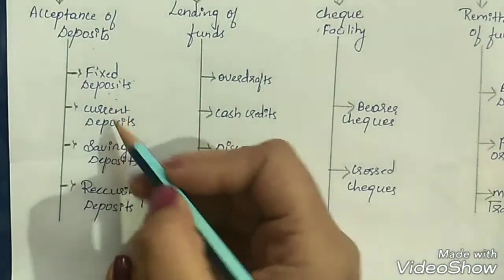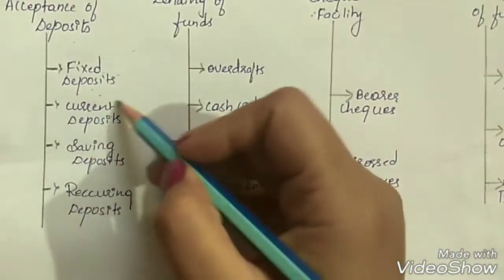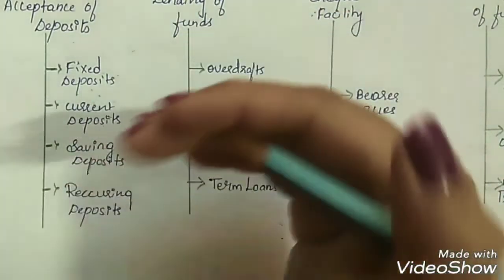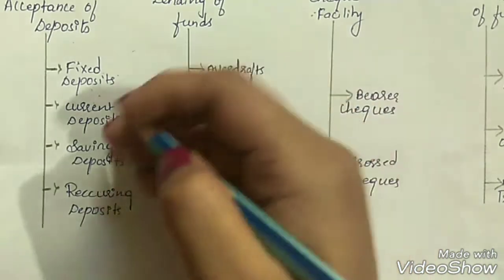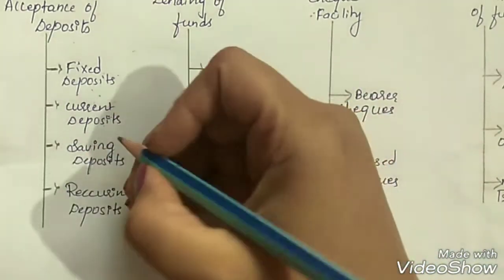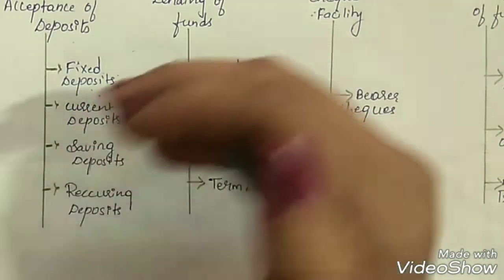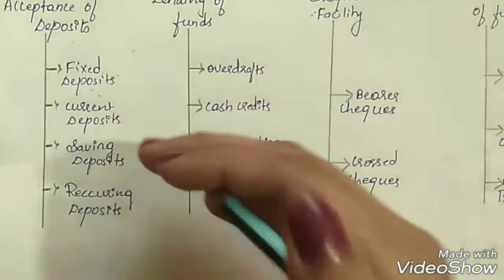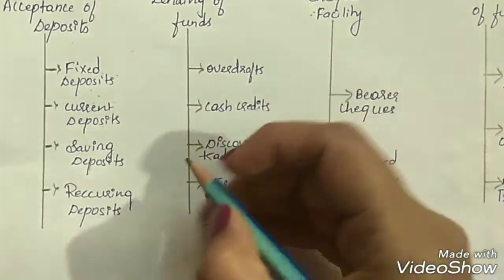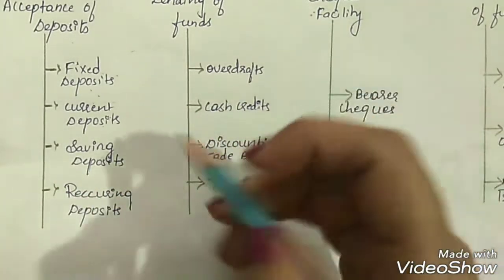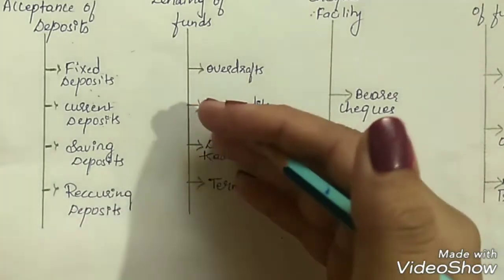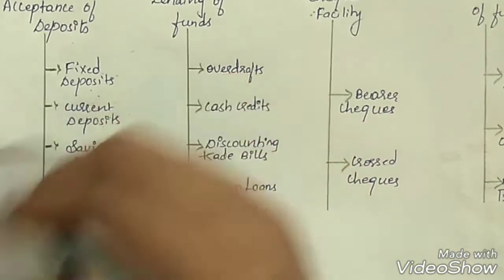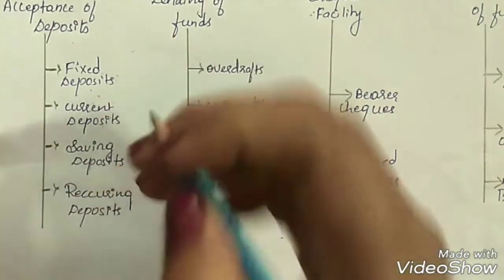Next is current deposits. This type of account is usually preferred by businessmen, right? Because they have to do a lot of transactions in a day, they opt for current deposit accounts. Here the transactions will be more, and the bank will not provide any interest on these because it facilitates easy withdrawal and transfer of money in this type of account. So this is current deposits.